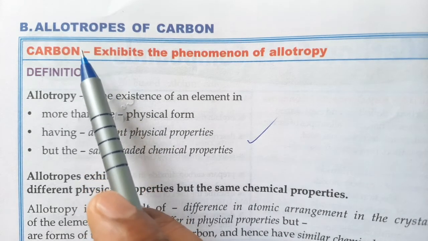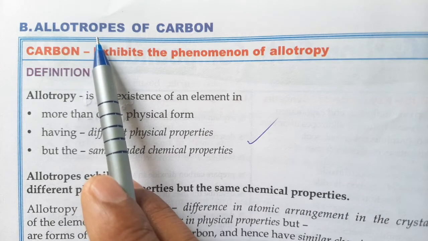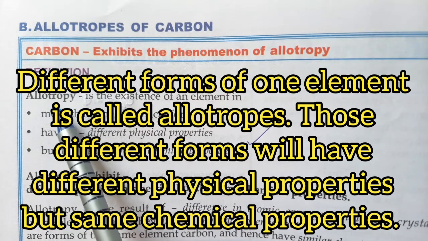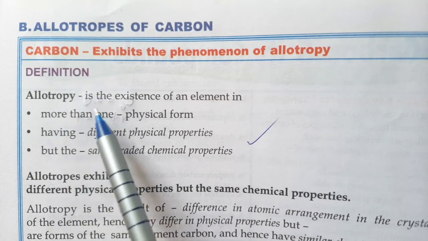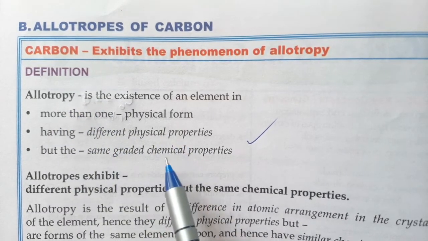I am repeating the definition, so do make a note of that. What are allotropes? These are the different forms of the same element. And what is allotropy? It is the property by virtue of which one element exists in more than one form, in which different forms will have different physical properties but the same chemical property.